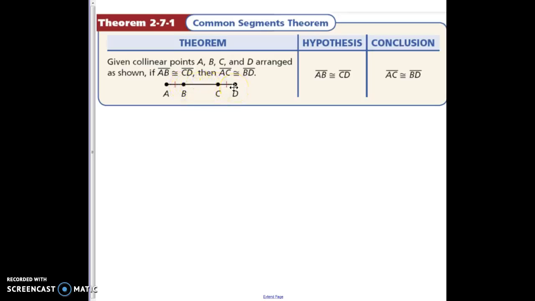And again, any theorem is something you can prove. So you may be asked to prove this on a future test or quiz or whatnot. So just keep that in the back of mind. Anytime you see a theorem, you should be able to prove it.